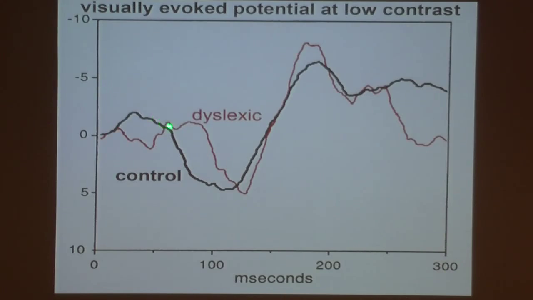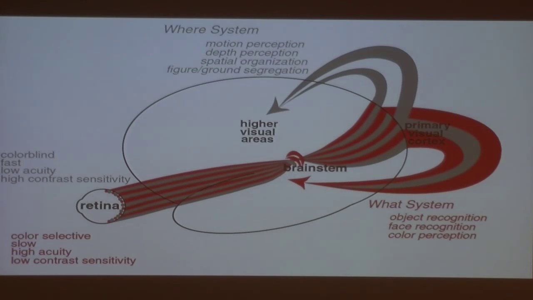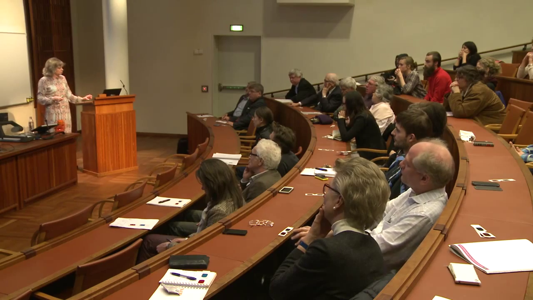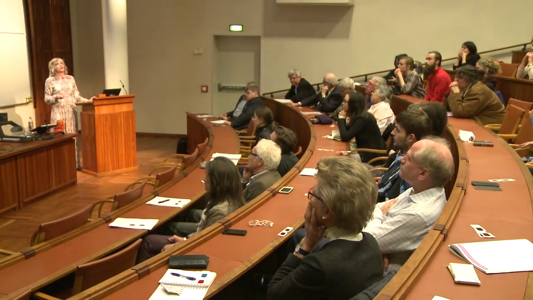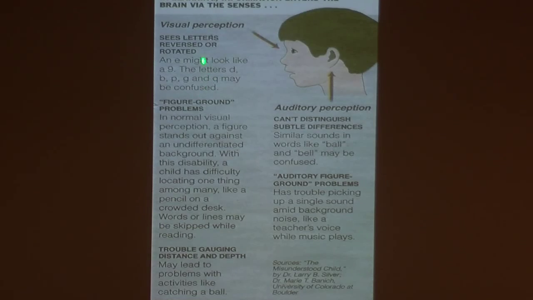It's kind of an EEG to low contrast checkerboards. And we found that the dyslexic subjects had a slightly slower peak to this low contrast stimulus than control subjects. So a slight slowing in the dorsal stream pathway. Now remember, what does the dorsal stream do? Motion, depth, spatial organization, and figure ground segregation. It doesn't say reading, it just says these kinds of functions. But what are the other functions for the dorsal? What are the other symptoms of dyslexia? Positional information problems, figure ground problems, and trouble gauging distance and depth.